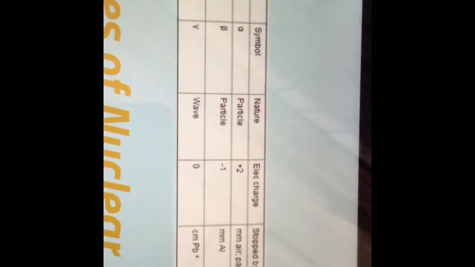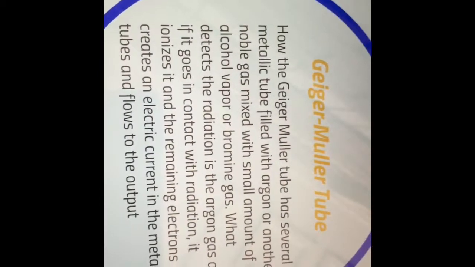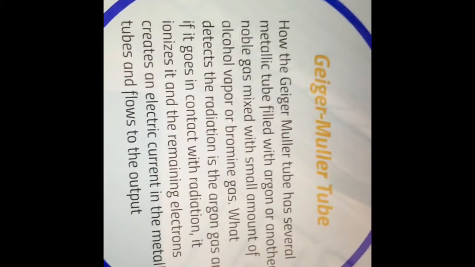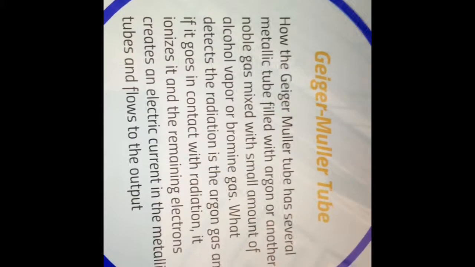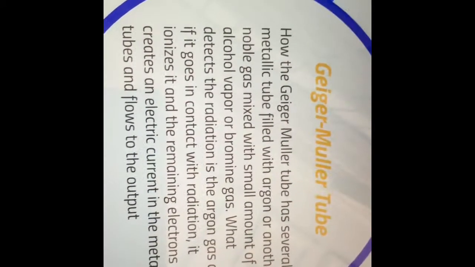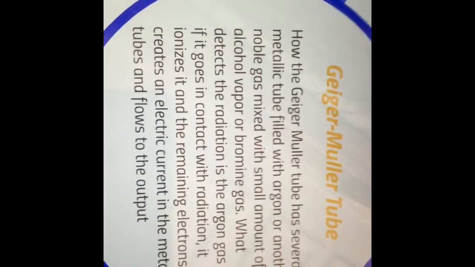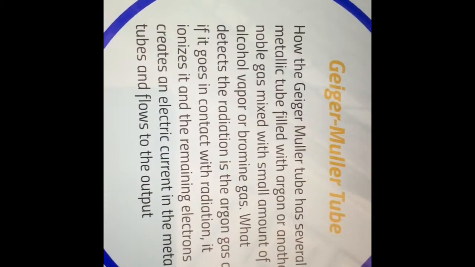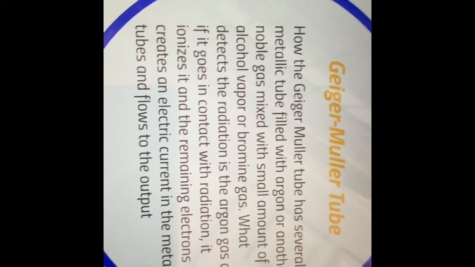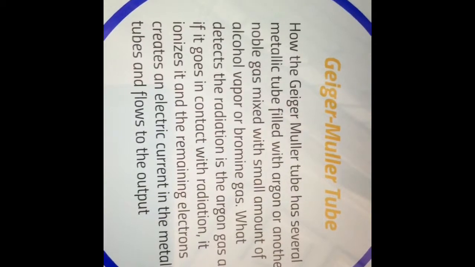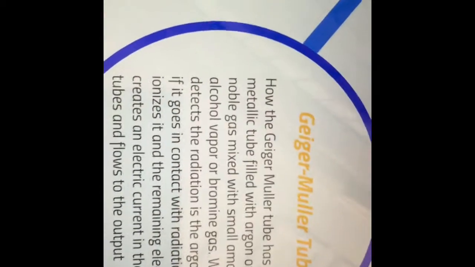Detection. Types of nuclear radiation here: alpha, beta, and gamma. The Geiger-Müller tube. It is a metallic tube filled with argon or another noble gas mixed with a small amount of alcohol vapor or bromine gas. What detects the radiation is the argon gas, and if it comes in contact with radiation, it ionizes, and the remaining electrons create an electric current in the metallic tube and flow to the output.